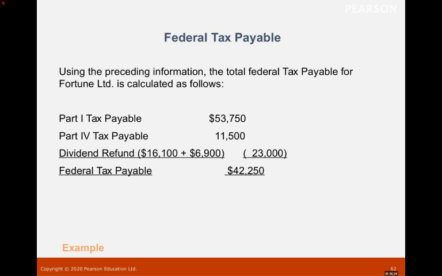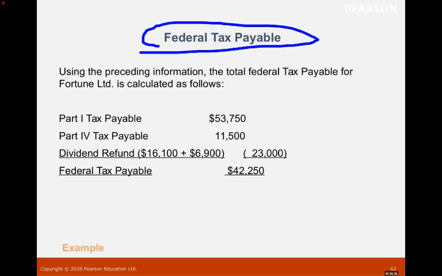So when we take all of that and figure out our total federal tax payable, where are we going to end up? Well, we calculated our Part 1 tax payable at $53,750. We calculated our Part 4 tax payable at $11.50, and then we calculated the two different streams of dividend refund for a total of $23,000. So it's Part 1 plus Part 4.